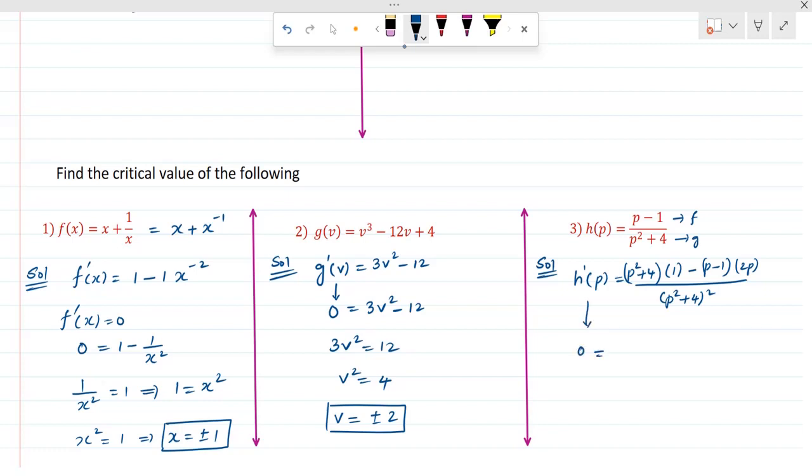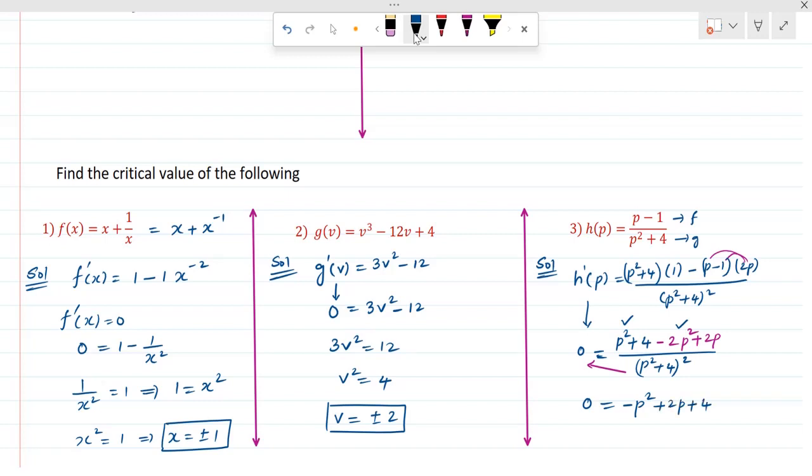I simplify the numerator. So what is the simplification here? p square plus 4 whole square. And in the numerator, we have p square plus 4. Next, if you multiply this part, so what happened? With the minus, multiply 2p: minus p square plus 2p. Now if you simplify, this becomes 0. Now therefore I simplify this here. When you simplify this one, it is minus p square plus 2p plus 4.